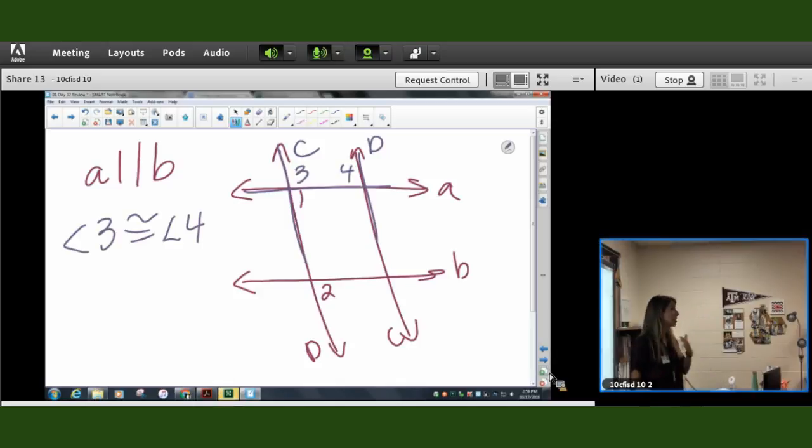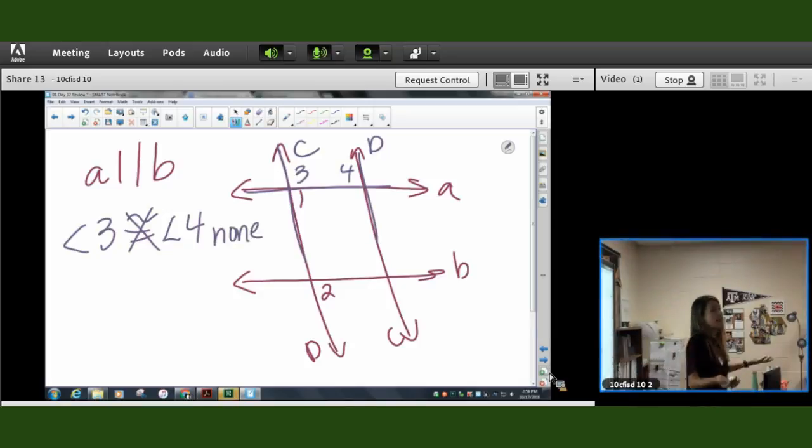No, because same side starts with an S, same side supplementary. So you have to be careful. They are not doing what the theorem tells them to do. So you don't write C is parallel to D, you write none. Could they be parallel? Yes, they could. But can we assume they're parallel? None. No. There's nothing we can assume are parallel.